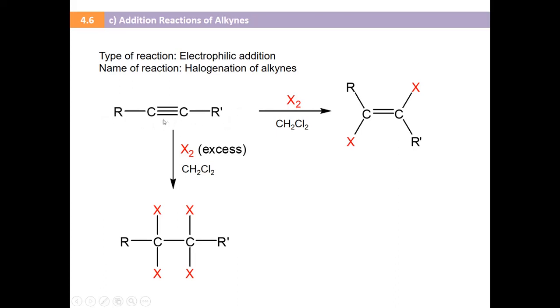So this we call a symmetrical alkyne, symmetrical alkyne because this is symmetry. And when it reacts with X2, X is representing Cl or Br, in the presence of dichloromethane that acts as solvent, this X2 will add in a trans configuration, or we call it a trans addition. So if it reacts in excess, at the end of the reaction, it will produce a single bond.